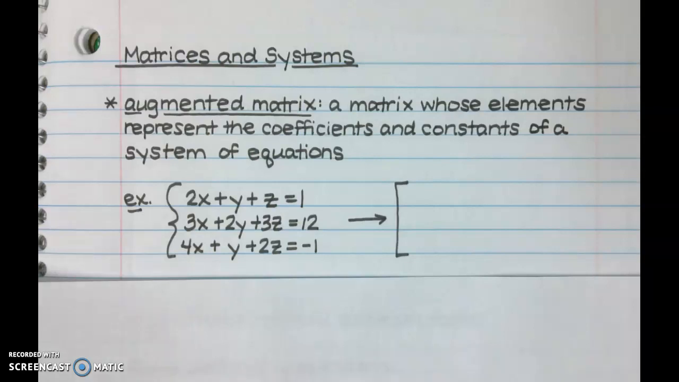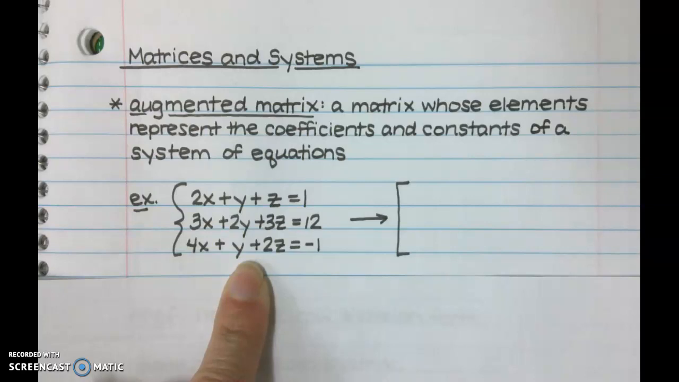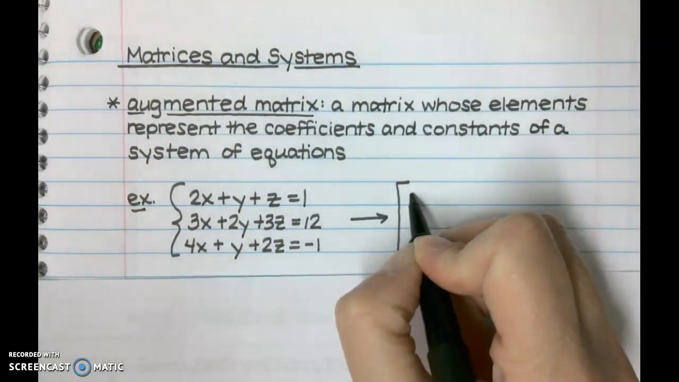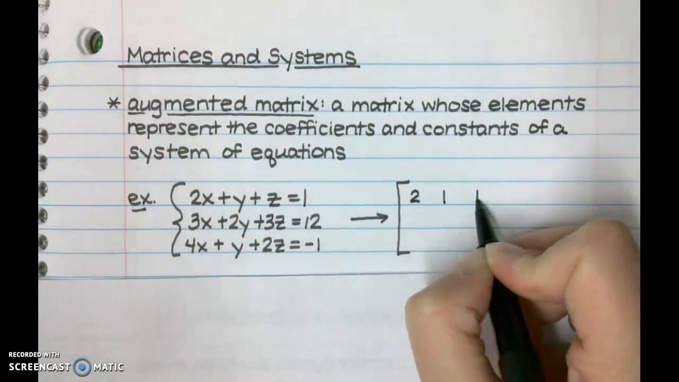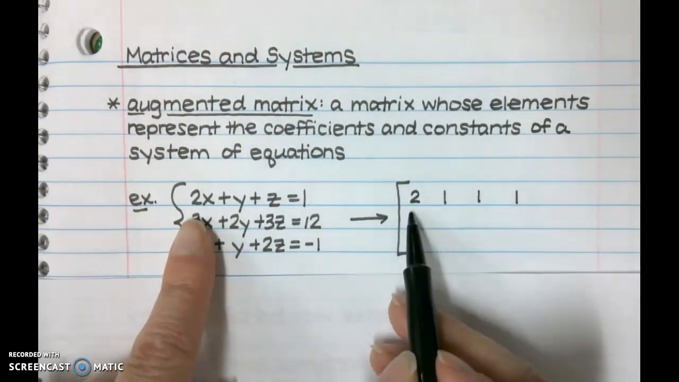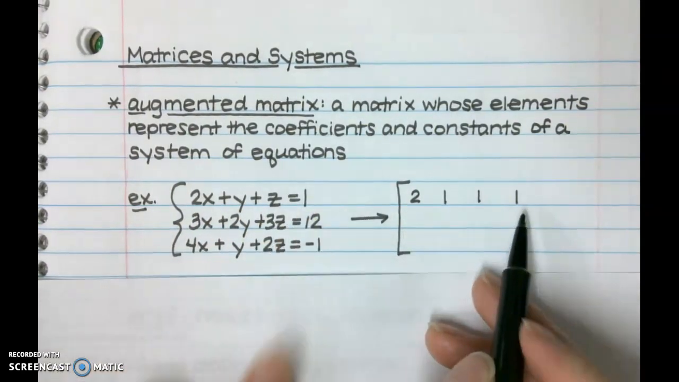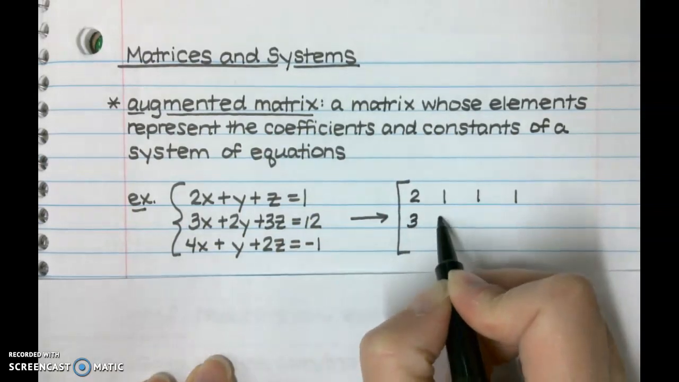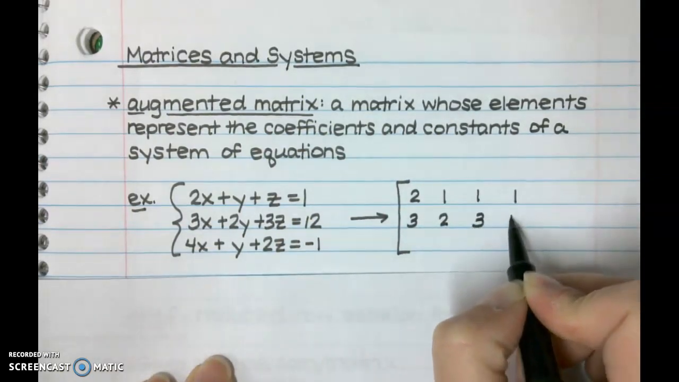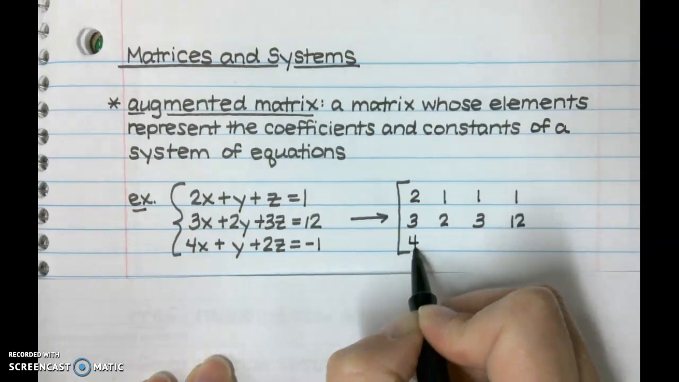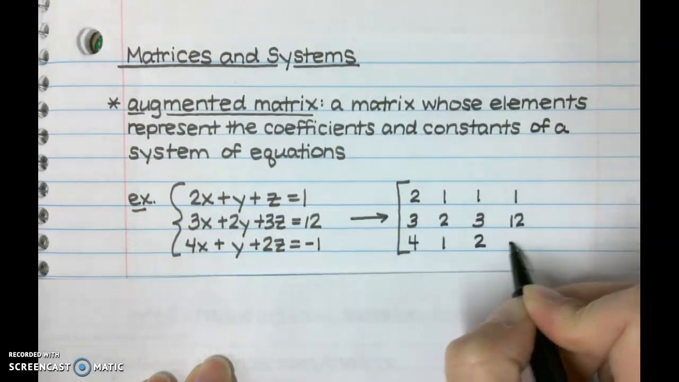of equations. So, for example, if we were looking at this system, which includes 3 equations and 3 variables, then we could represent this system with the augmented matrix 2, 1, 1, 1. Notice those are the coefficients, 2x, 1x, 1z, and the constant of 1. Then this row would be 3, 2, 3, 12. And the last row in the augmented matrix would be 4, 1, 2, negative 1.